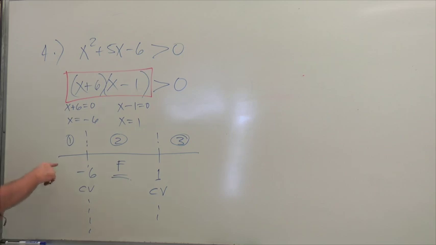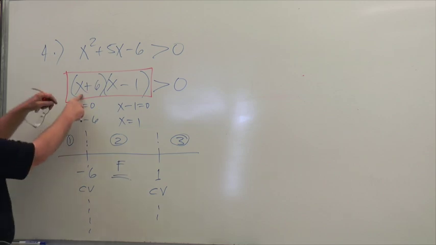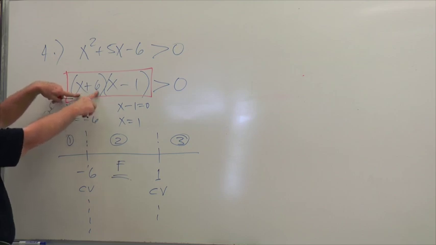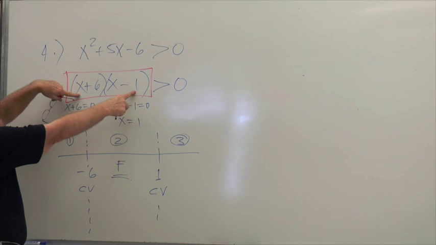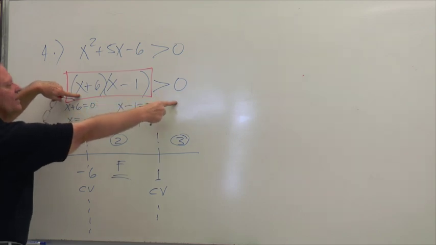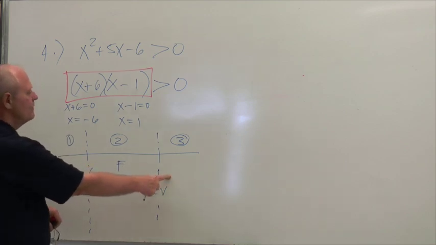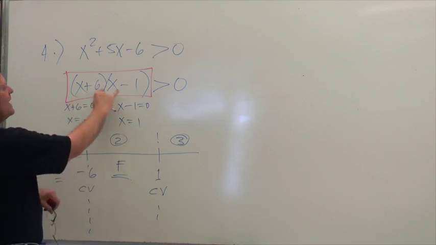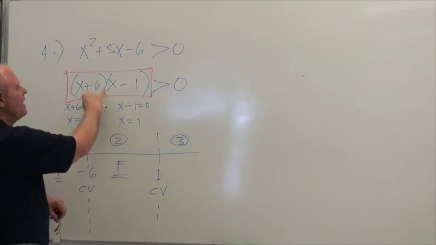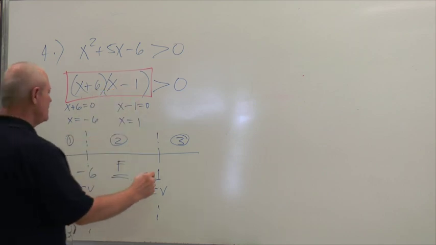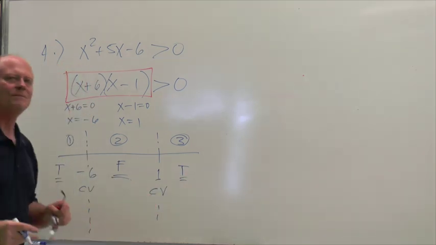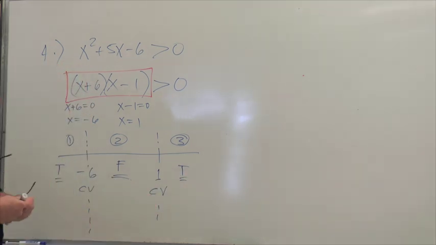So, what's a nice number to test out of 1? Well, keep it simple. Just go down to negative what? 7, right? If you put a negative 7 in here, what do you get? What's negative 7 plus 6? It's negative 1, right? And negative 7 minus 1 is negative 8. What's a negative times a negative? A positive, right? Is a positive number greater than 0? Yes. So this is what? True. And what's a nice number to use here? 2, right? So if you put a 2 in, 2 plus 6 is 8. 2 minus 1 is 1. And a positive times a positive is also a positive. So this is also what? True, isn't it? Good.